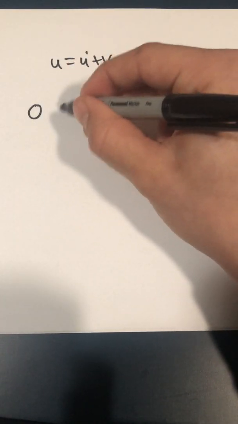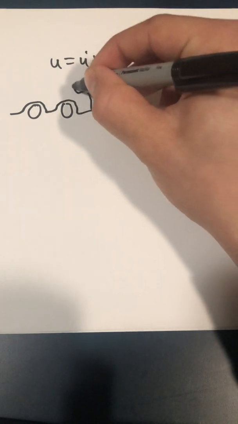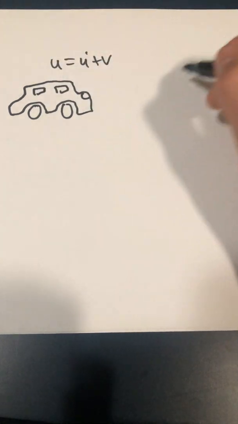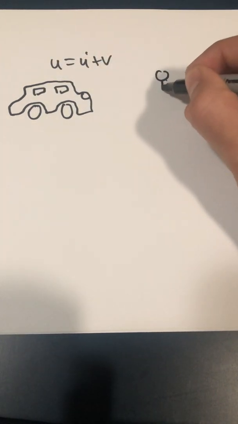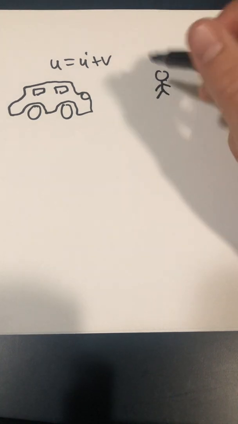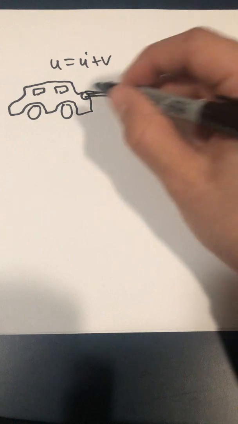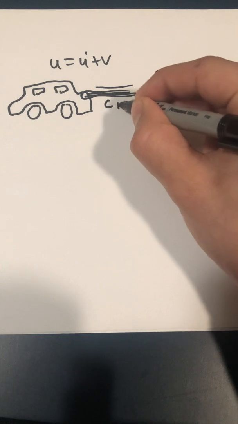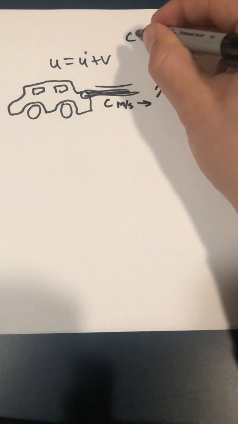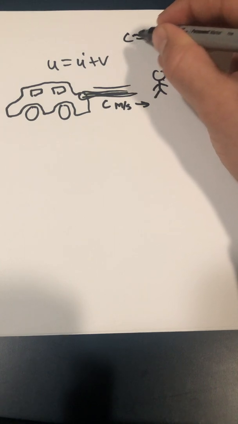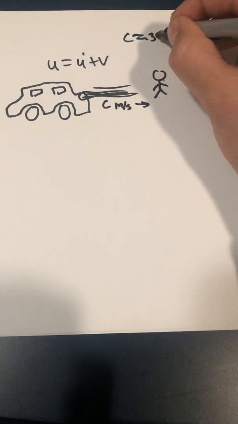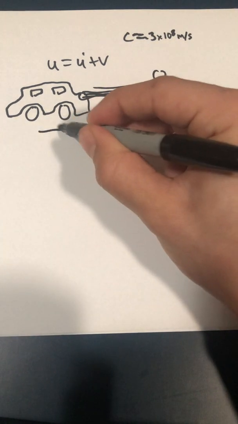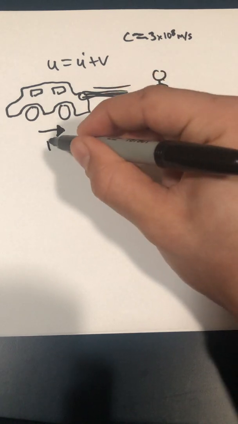So let's say we have a car with headlights. Okay, and then our observer will be right here, off to the side. And let's say the headlights are turned on and the light is shining forward. And we know that the speed of light is c, where c is equal to about 3 times 10 to the 8th meters per second. And let's say this car is going 10 meters per second.